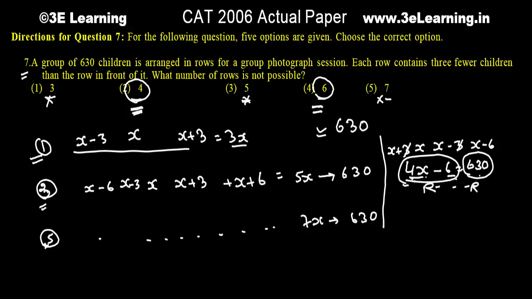4x minus 2 is what? It is a number which, when divided by 4, leaves remainder 2. So this is again a number which, when divided by 4, leaves remainder 2. So this could be a possible case. So our answer is nothing but 6. Now if you have some doubt, cross check.